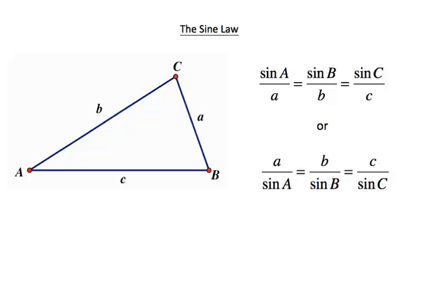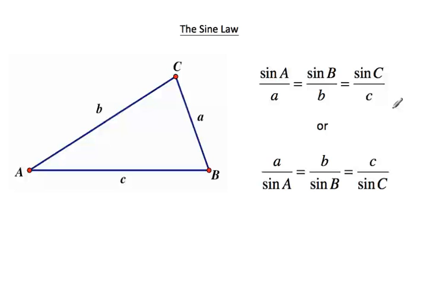Let's look at how the sine law is stated. First, let's remind ourselves of how we name the vertices and sides of a triangle. We use capital letters to name the vertices, capital A, capital B, and capital C, and we use lowercase letters to name the sides, lowercase a, lowercase b, and lowercase c. And we place the same letter on opposite sides and angles. So lowercase a is the side opposite uppercase or capital A. I'm going to call these a side angle pair because they're opposite each other and they share the same letter as part of their name.